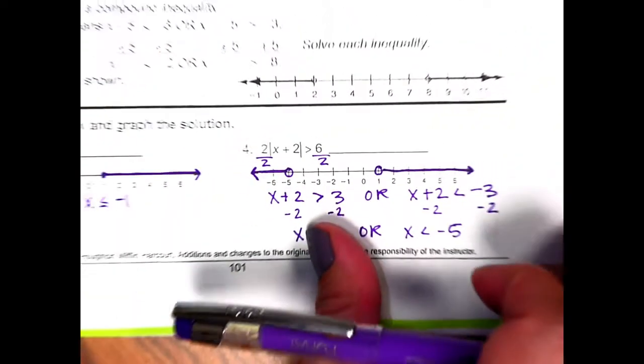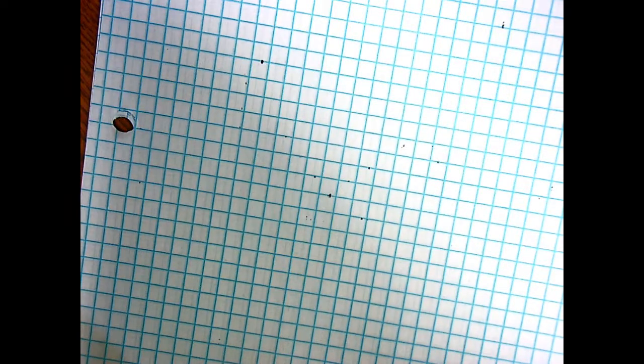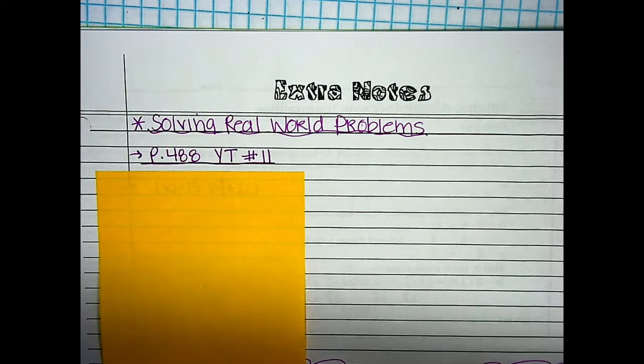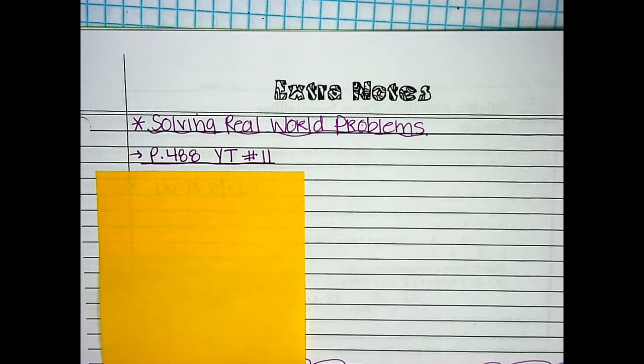All right. I'm going to do an example of a word problem with you. It is on page 488. Your turn number 11 is the one that we're going to do. It says a box of cereal is supposed to weigh 13.8 ounces, but it's acceptable for the weight to vary as much as 0.1 ounces. Write and solve an absolute value inequality to find the range of acceptable weights.